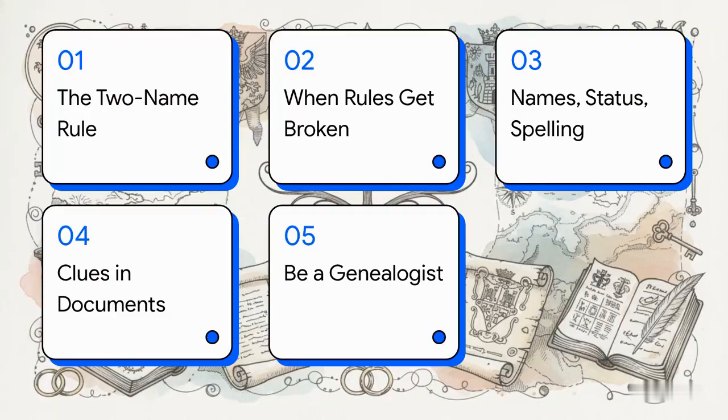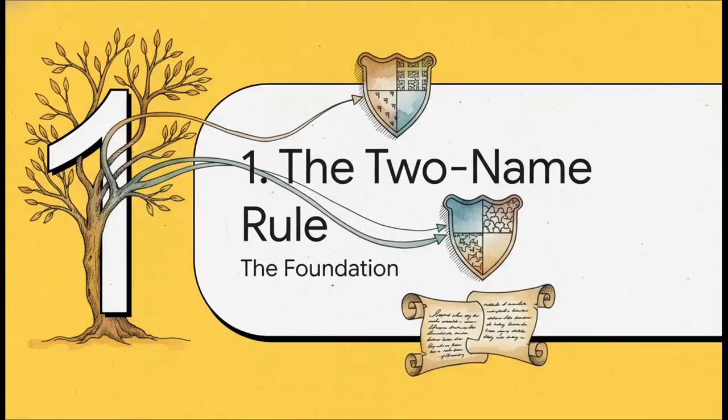So, here's our game plan. We'll start with the basic two-name rule everyone knows. Then we'll get into the fun stuff, all the ways that rule gets broken. We'll touch on status and spelling, dig for clues in old documents, and by the end, get you thinking like a real genealogy pro. Okay, first things first. Before we can break the rules, we gotta know what they are. Let's lay down the foundation.